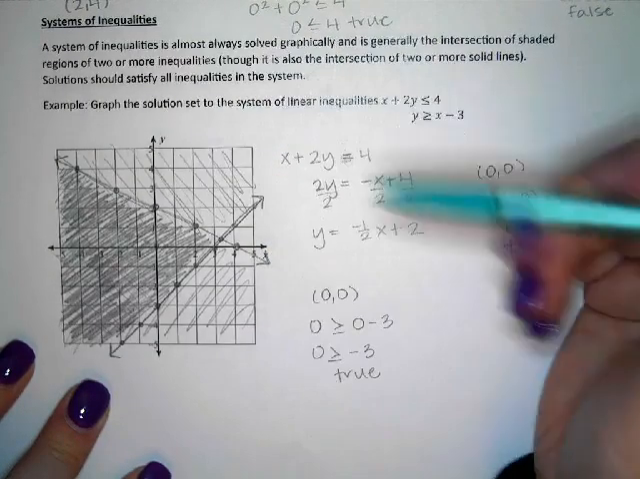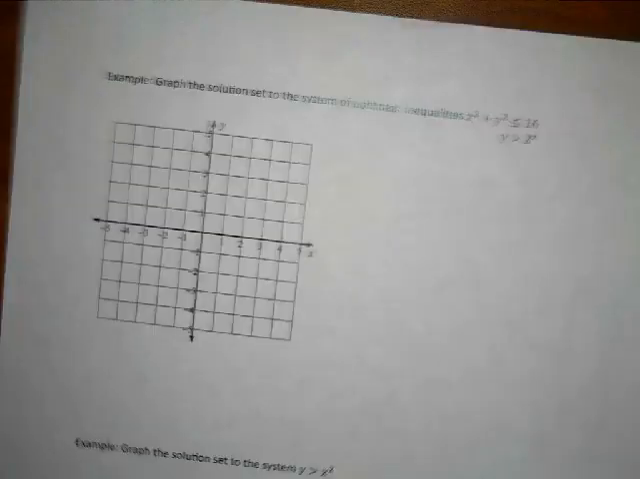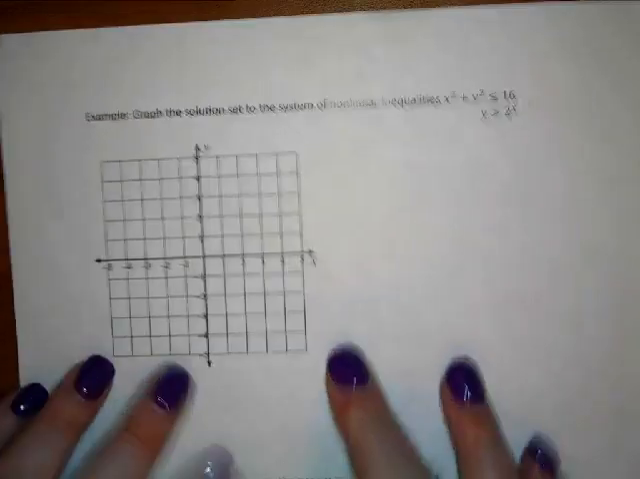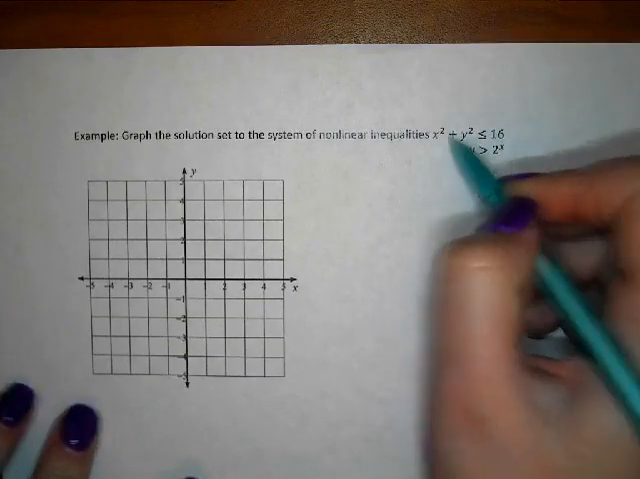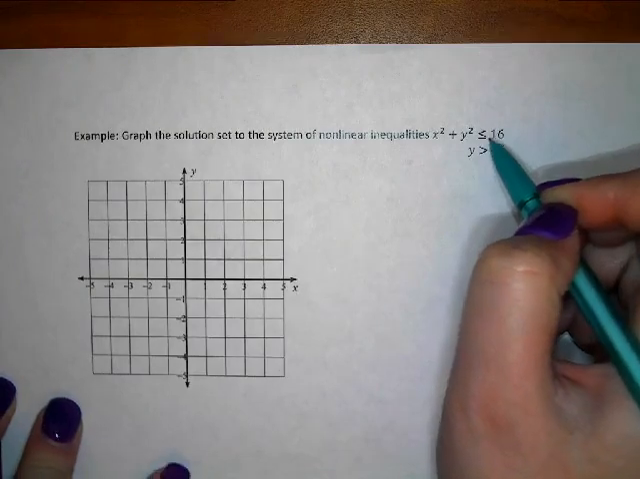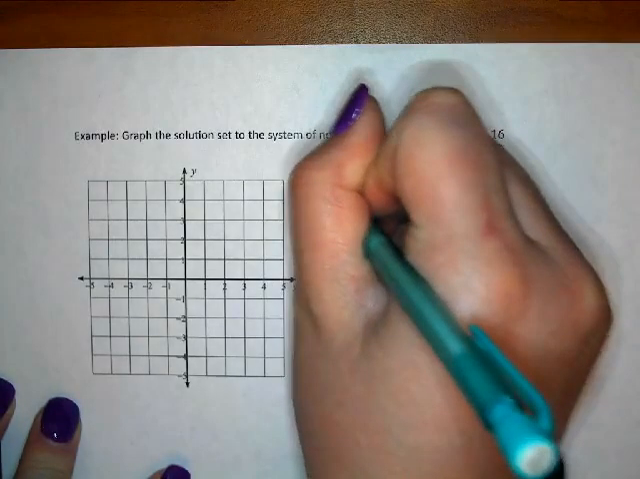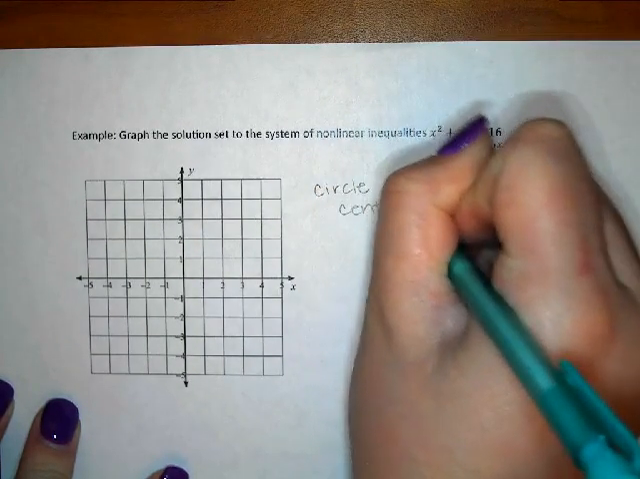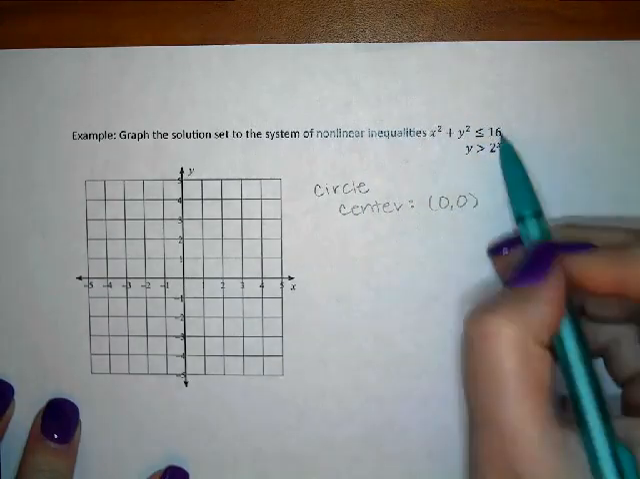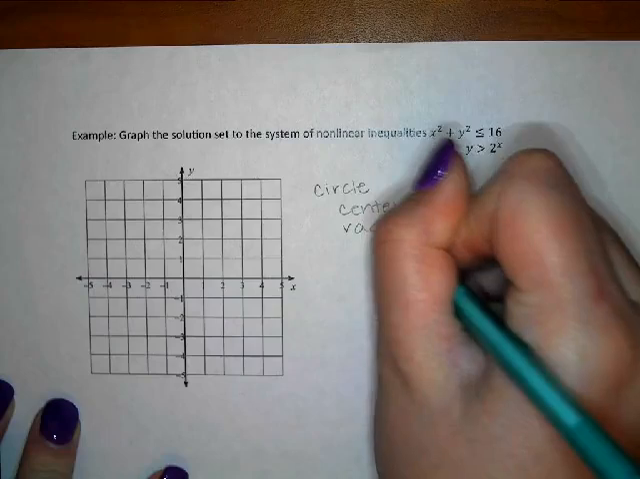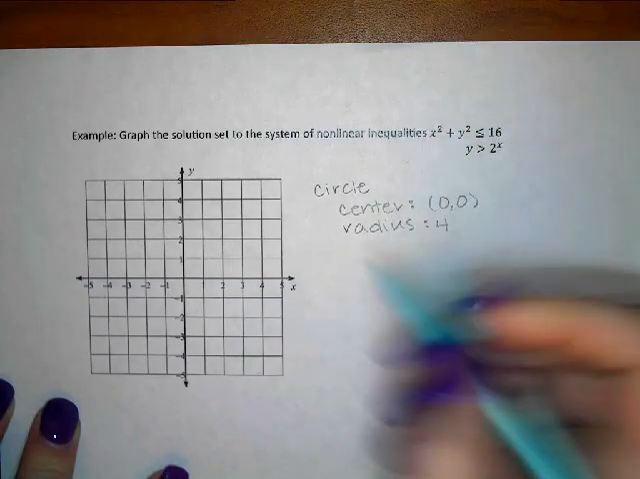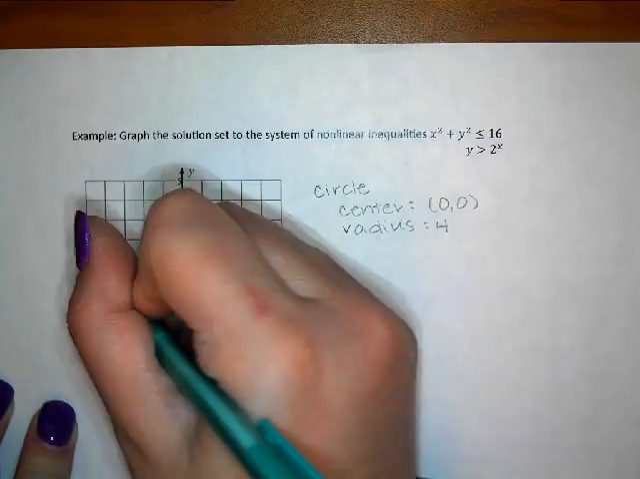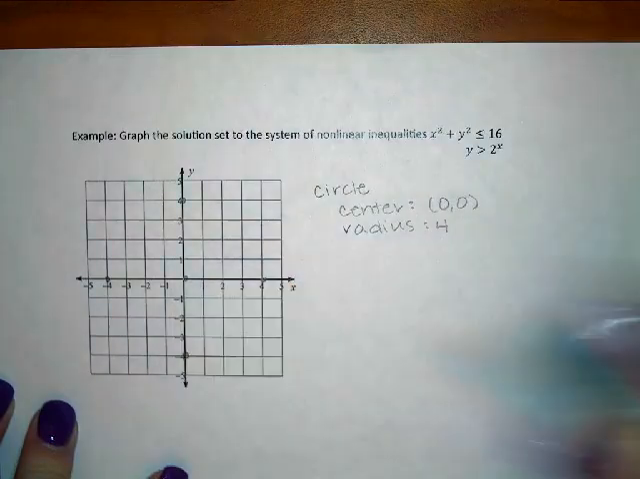Okay, let's go ahead and try the next one. So this one gives you two inequalities to graph, and they're non-linear. So the first one is a circle, and the center of the circle is at 0, 0. And the radius of the circle is 4. Square root of 16 is 4. Okay, so I'm going to go out 4 in all directions. And because this says less than or equal to, I'm going to draw the curve with a solid line.